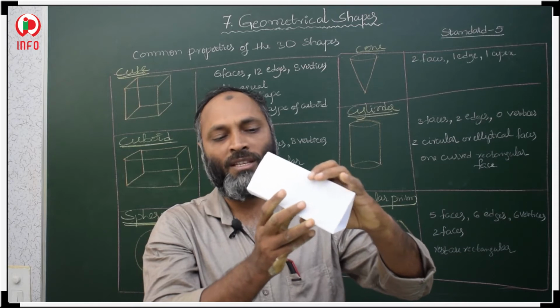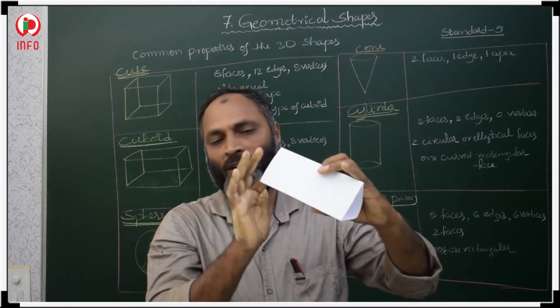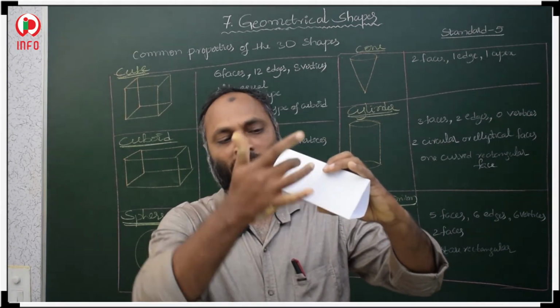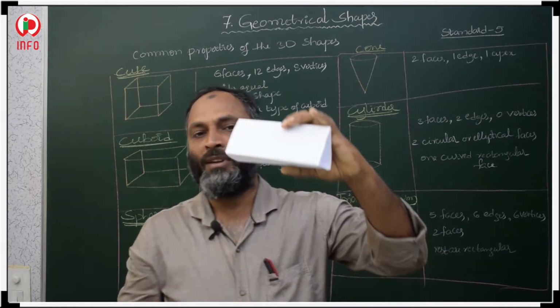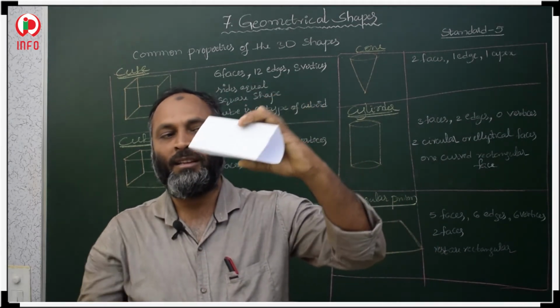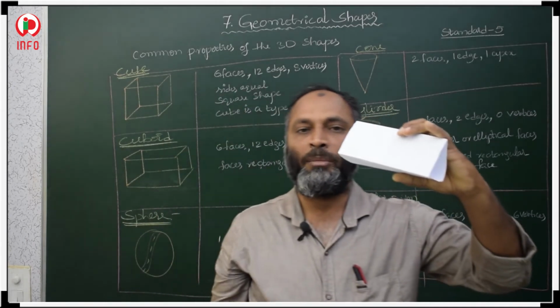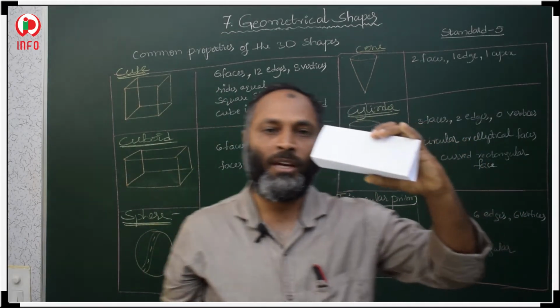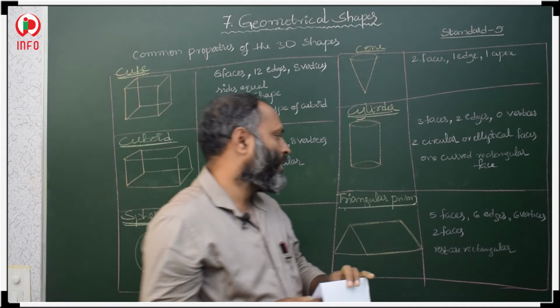Here we have 3 faces sidewise, and these two top and bottom. One top, other one is bottom, 2 faces. Then other 3 sides, 1, 2, 3. Total 5 faces.